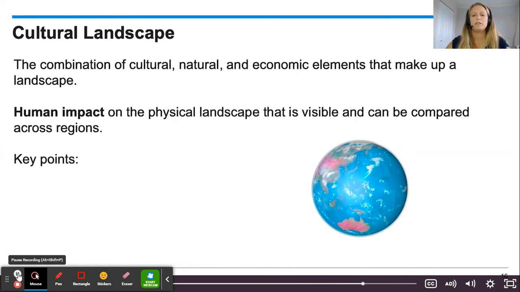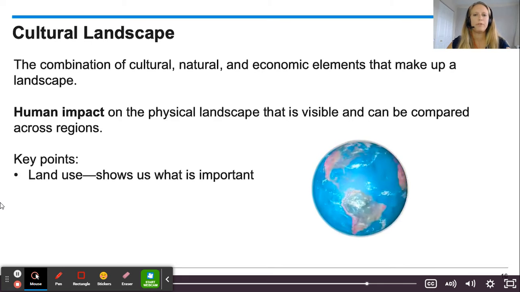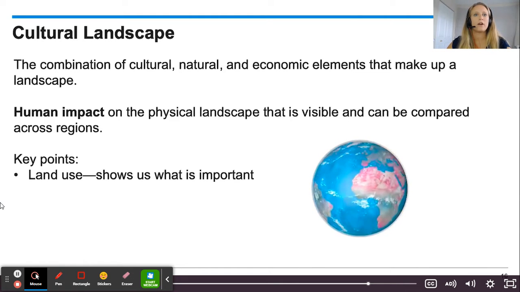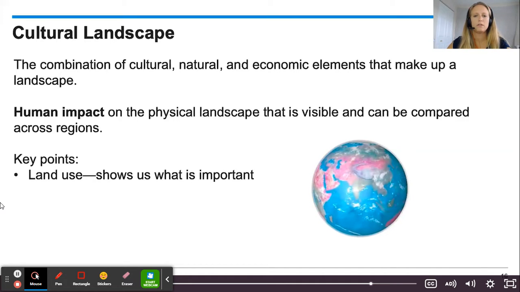So a couple key points that will frequently come up throughout the course. Land use is very important. Land use shows us what a group of people thinks is important and potentially what their economic system is. It shows us a lot about what's going on in a place.